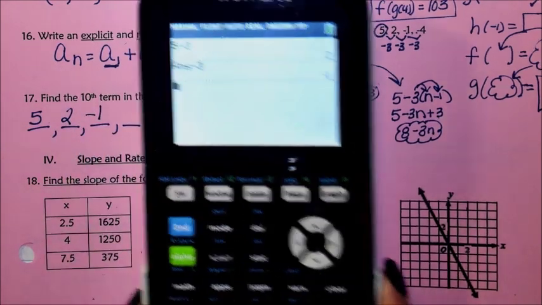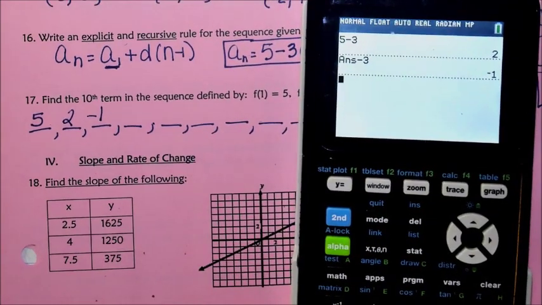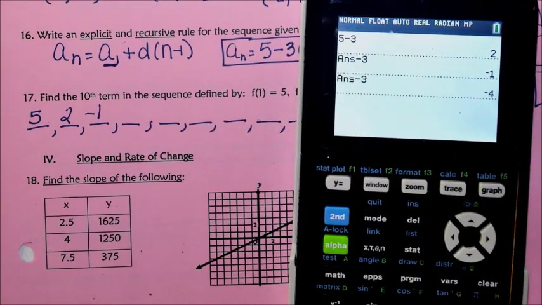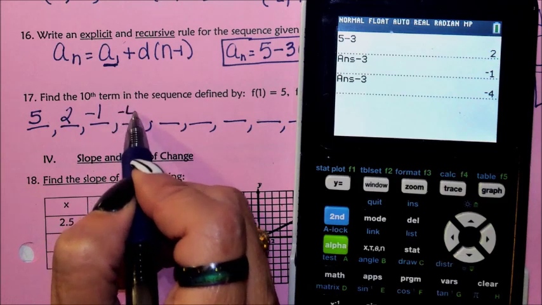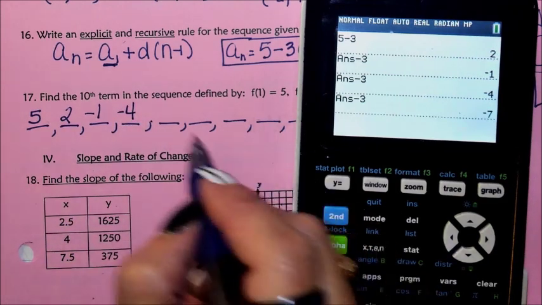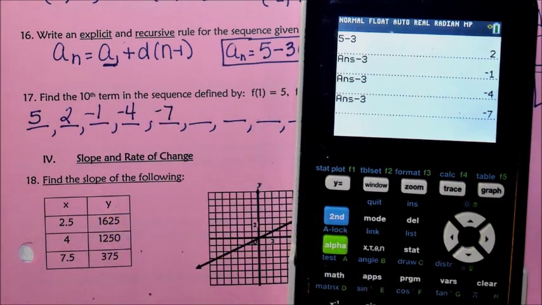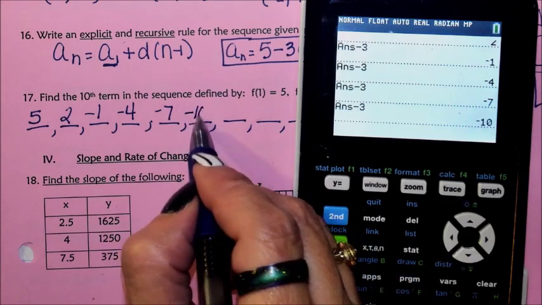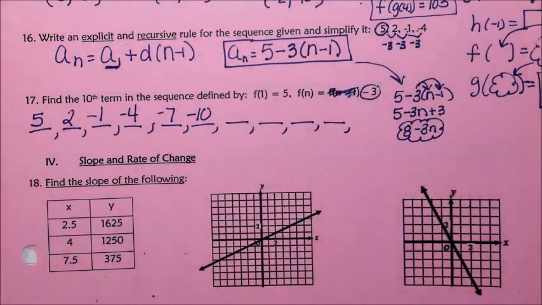And then I'm going to say minus 3 is negative 1. Now this is pretty cool. I like this feature. If I just hit enter again, because I told it to subtract 3, it'll keep subtracting 3. Enter, negative 7, enter. I'm going to let you finish it out. Go all the way out to your 10th term.